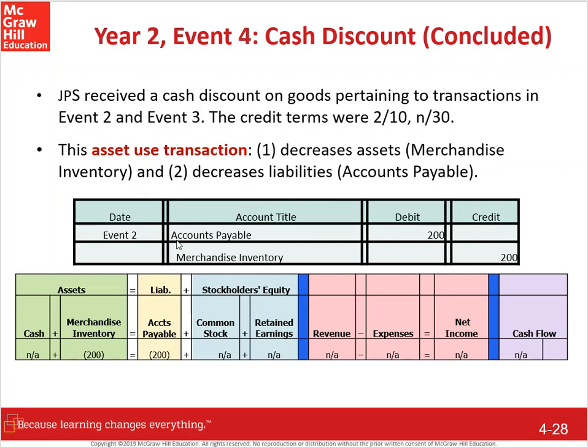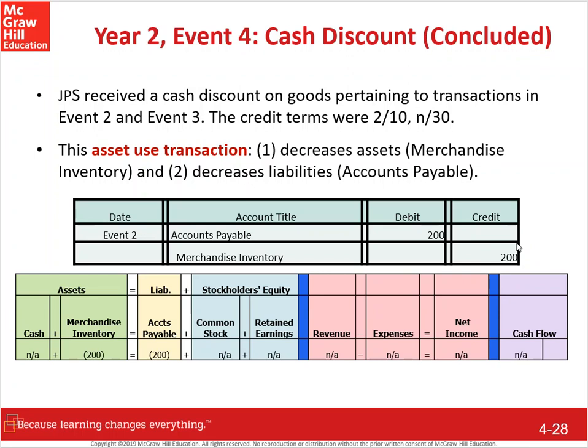So we're going to reduce our accounts payable. We owe them $200 less, so that's a debit to accounts payable. And we're gonna credit inventory, reducing our inventory. Now, we still have the same amount of goods on hand, right? So we don't have any less inventory. However, what we're doing is decreasing what we paid for the inventory. We didn't pay $10,000 for the inventory because we're just about to pay $9,800 for it instead.